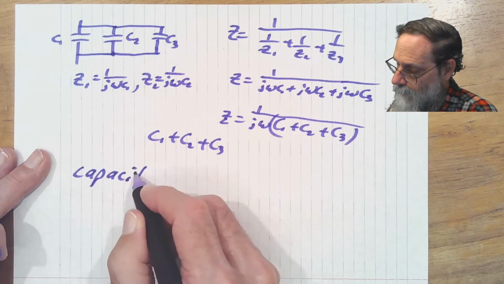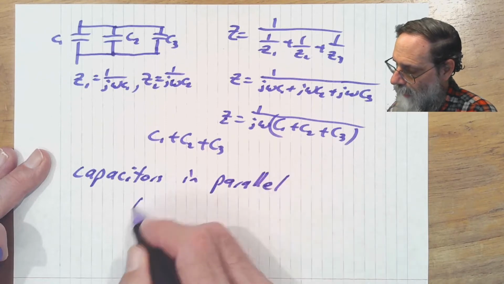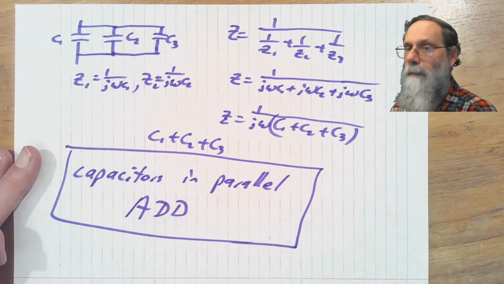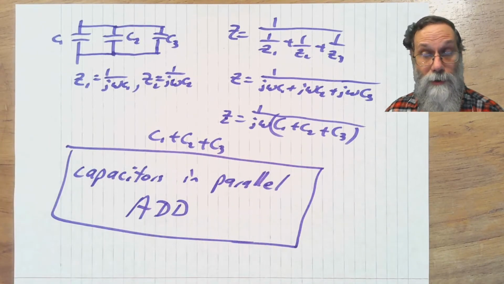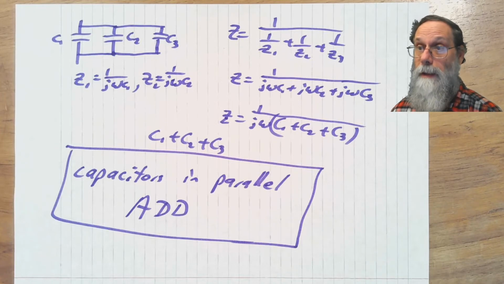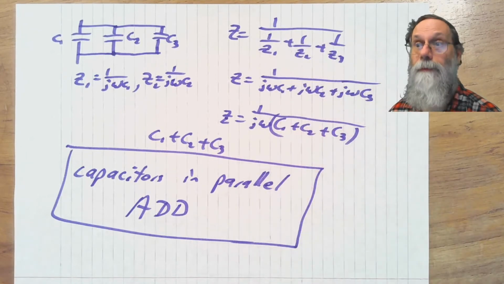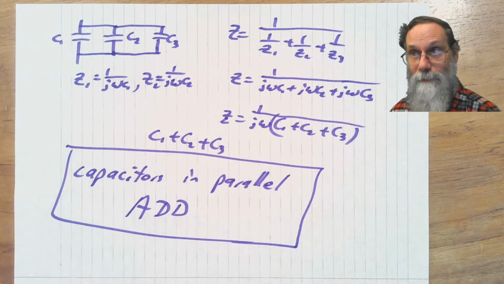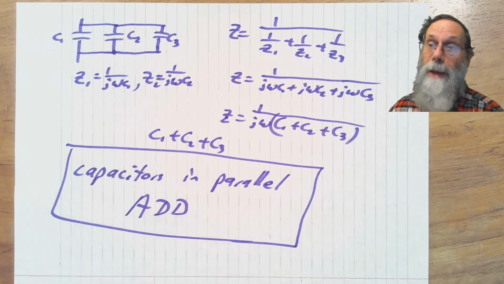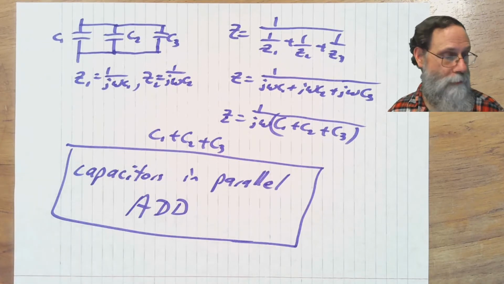So capacitors in parallel add. Now this is different from what resistors did. Resistors in series added. Capacitors in parallel add. And that's because the impedances behave the way they do. The currents add up. Everything is working out just the way we want because capacitance is coming out on the bottom. It's inversely related to the impedance.